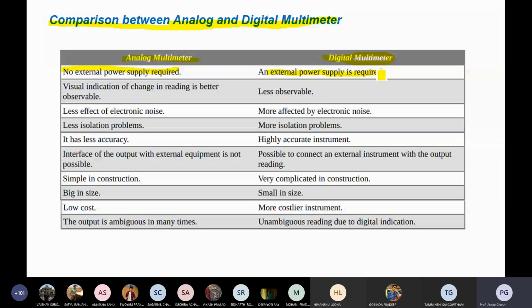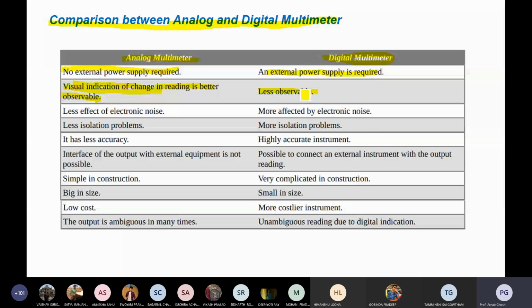Visual indication of change in reading is better observable. Visual indications means you are able to see the results. It is less observable in a digital multimeter, where you do not observe the variation. The result is given directly on the display board, so it is not observable in a digital meter. But in an analog meter, you are able to see how it is working. The pointer is fluctuating, and you can see the results.